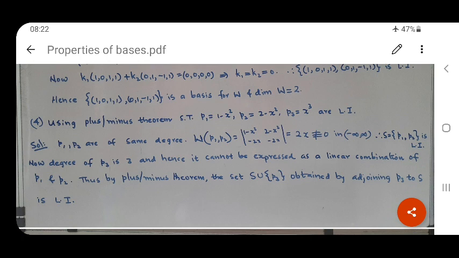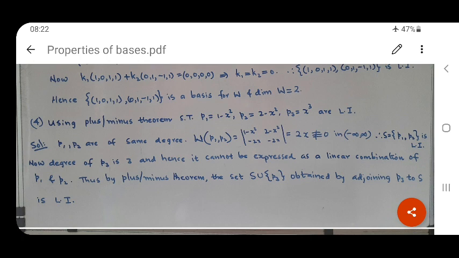So since P1 and P2 are of the same degree, by using the Wronskian we can see that they are linearly independent. You can choose all the three vectors and see that their Wronskian is not identically 0 and therefore they are linearly independent, but we have to use the plus or minus theorem here. So P1, P2 are linearly independent. There you can use the Wronskian. And the third vector P3 cannot be expressed as a linear combination of these two.